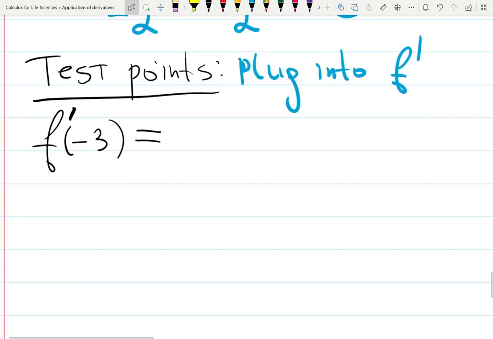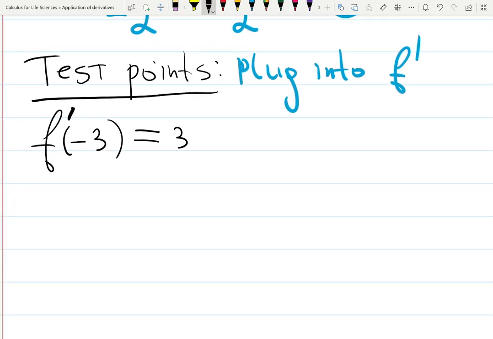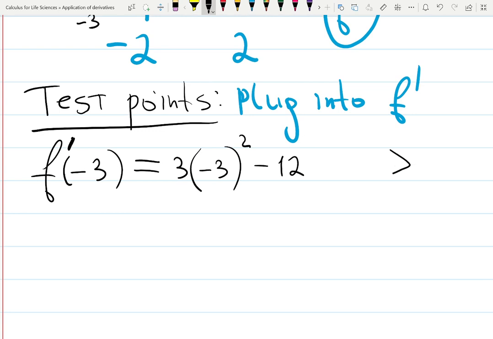So I'm plugging into 3x squared minus 12. The thing is, I don't need a number as the answer. I just need to know, is my derivative positive or is my derivative negative? And that's a good part of it. I don't like calculating numbers. It's just too slow. That's why I like to use a million. A million squared times 3 definitely is bigger than 12. So that should be positive. Do you know what I mean? You just need to have a feeling about the sign.